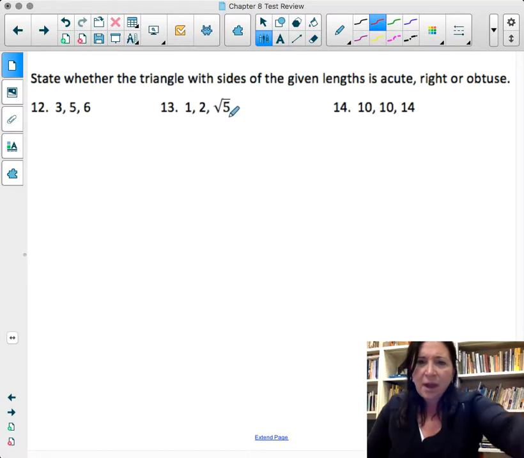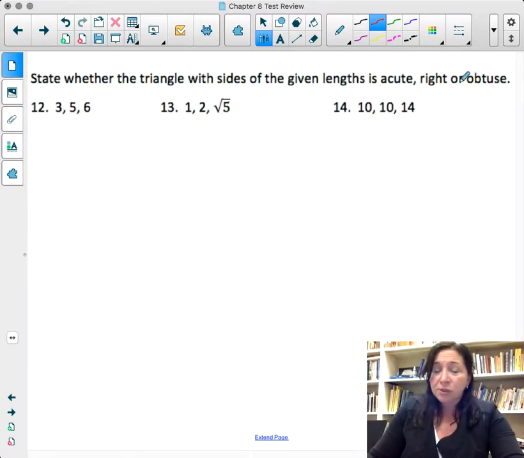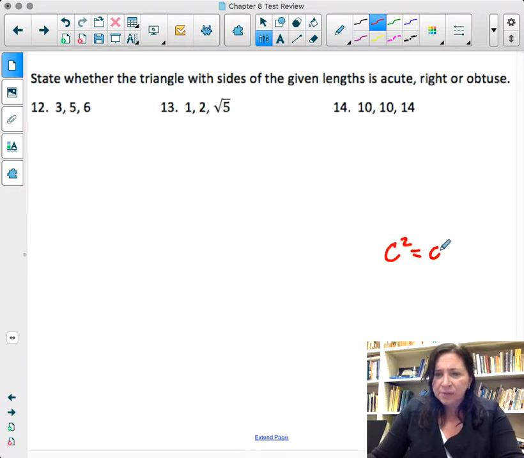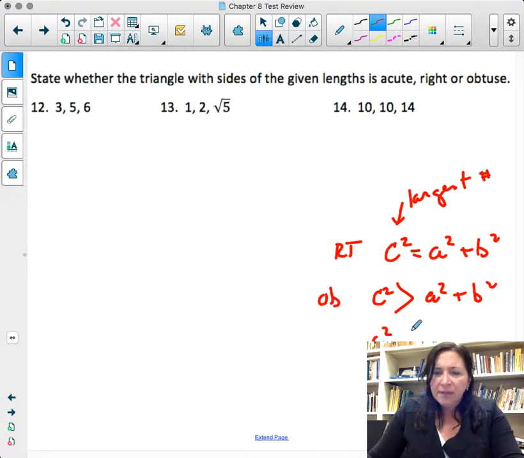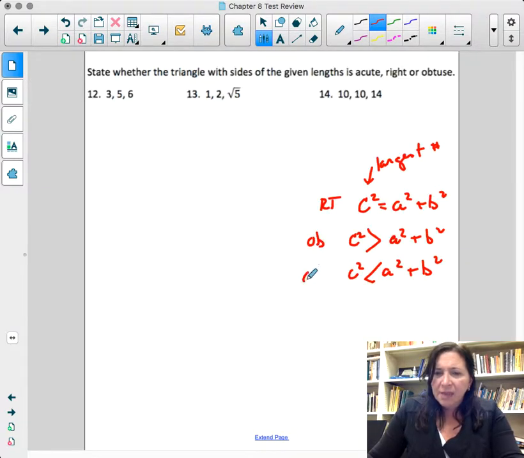Determine whether the triangle with sides of the given lengths is acute, right, or obtuse. If you remember, if C squared equals A squared plus B squared, it's a right triangle. If C squared, C being the largest number, the largest side, is greater than the sum of the other two, A squared plus B squared, it's going to be obtuse. But if C squared is less than A squared plus B squared, then it's acute.